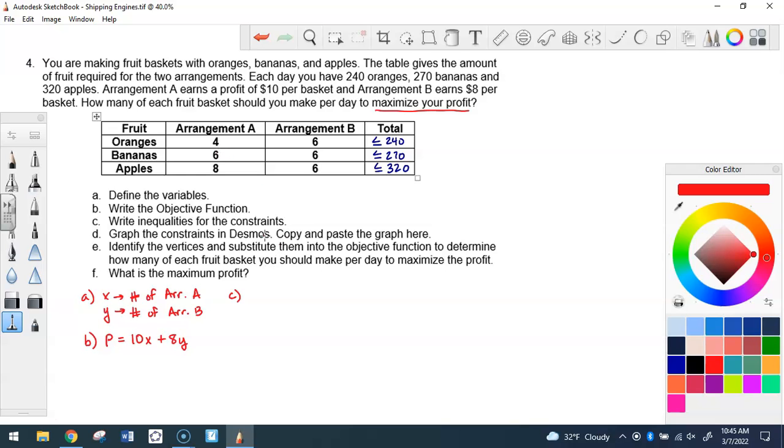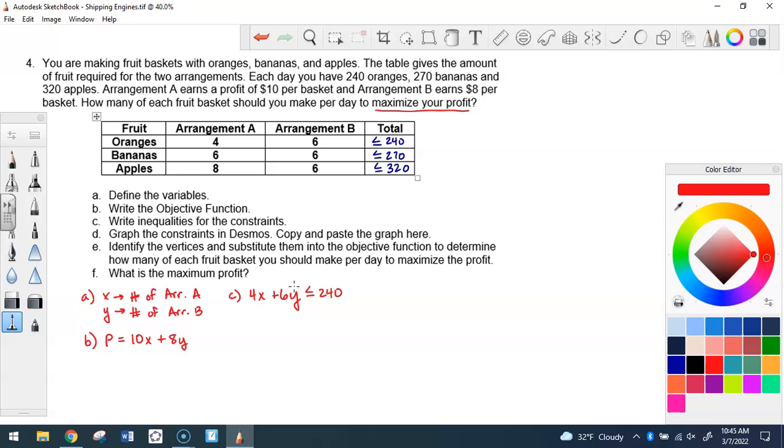So if I think about only having 240 oranges to work with, and it takes 4 oranges for each basket A and 6 oranges for each basket B, then that tells me that if I take 4 times the number of A's that I'm going to make plus 6 times the number of basket B's I'm going to make, that amount has to be less than or equal to 240, because that's the number of oranges I'm going to use for basket A and for basket B. So if I combine that together, I have to stay under that 240 amount that I have available to me.